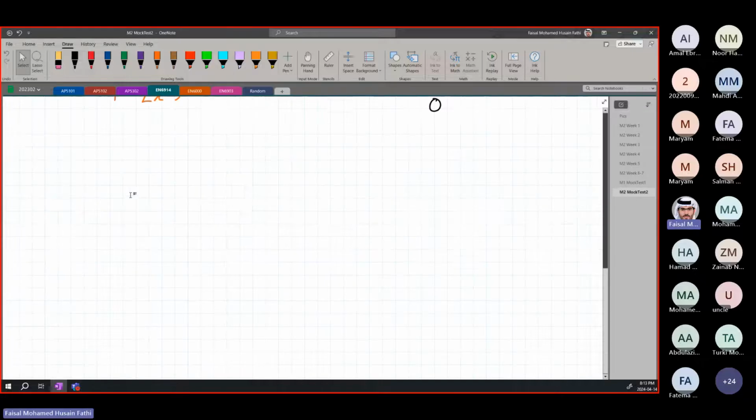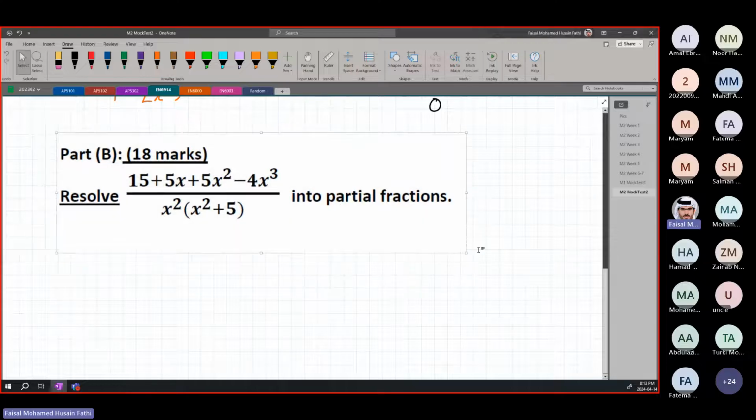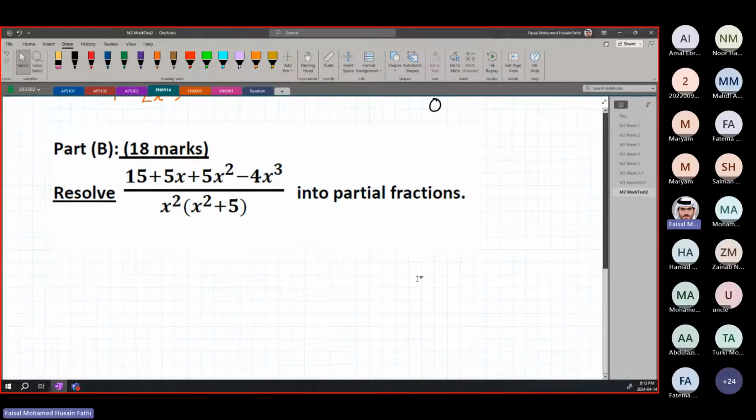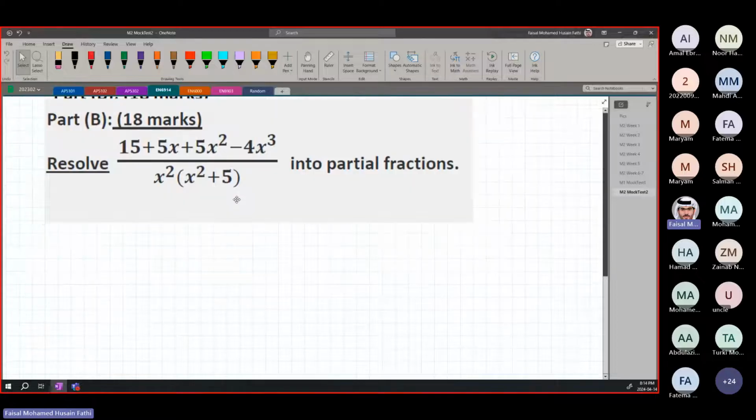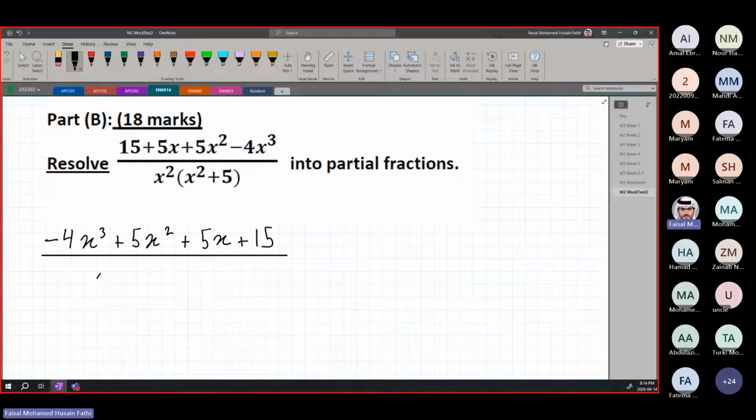Now, this is a good partial fractions question because we have maybe one of the more complicated ones here. So, first thing I'm going to do is, looking at the numerator, I don't like when the x cubed is on the right. I like to have it from the highest order to the lowest order. So I'll rewrite it like this. Minus 4x cubed plus 5x squared plus 5x plus 15. All I did is I just reordered the top part. All of this is divided by x squared times x squared plus 5.